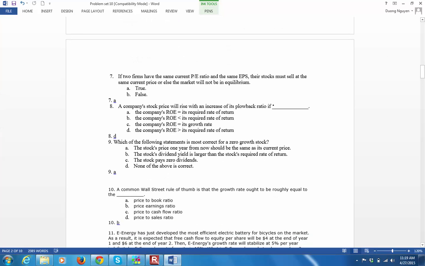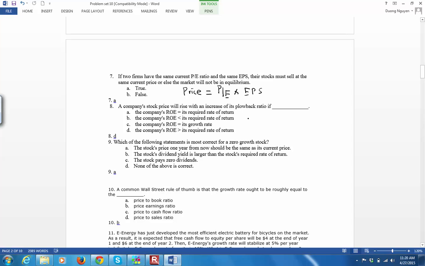Number 7 is a little different. The stock price can be calculated as the price earning ratio times the earning per share. So if you have the same P/E and the same earning per share, the stock price has to be the same. So A is obviously true.